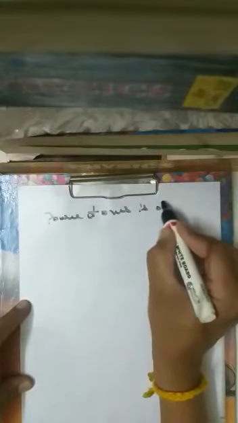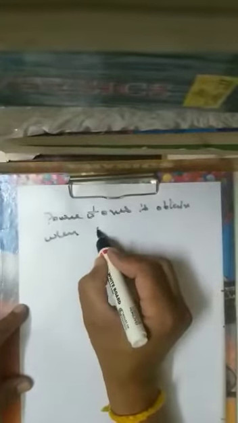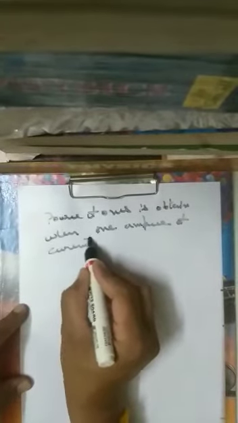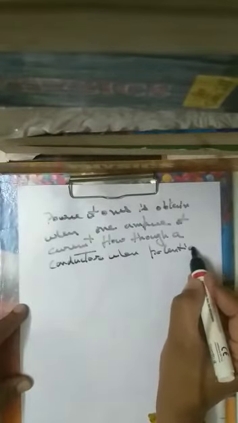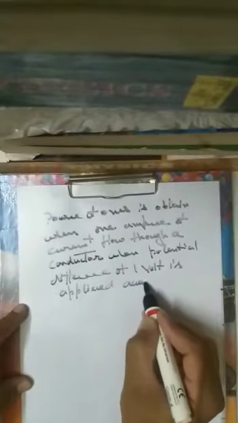One watt power is obtained when 1 ampere of current flows through a conductor when a potential difference of 1 volt is applied across it.